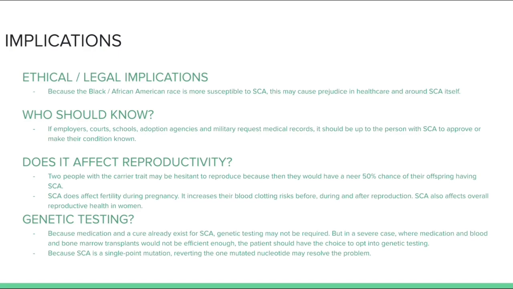Because medication and a cure already exist for sickle cell anemia, genetic testing may not be required. But in severe cases where medication and blood and bone marrow transplants would not be efficient enough, the patient should have the choice to opt into genetic testing. Because sickle cell anemia is a single point mutation, reverting the one mutated nucleotide may resolve the problem.